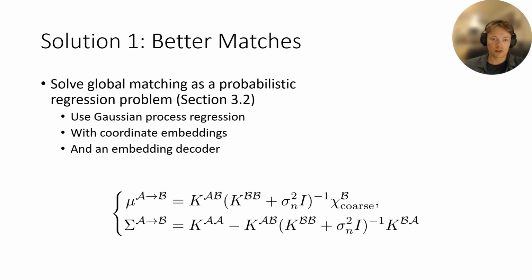We start by making a stronger global matcher to prevent global matching failures. To do this, we explicitly formulate global matching as a probabilistic regression problem, mapping from features to coordinates. We solve this problem with Gaussian process regression. Importantly, to retain multimodality, we use coordinate embeddings. Since we need the warp at the end, we decode the embeddings with an embedding decoder. The details are provided in the paper. Read section 3.2. The equations on the bottom of the slides describe how we can get a posterior mean and variance of coordinate embeddings chi given a kernel on the features.